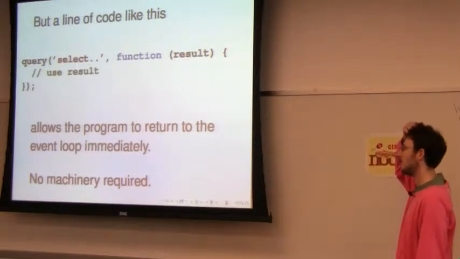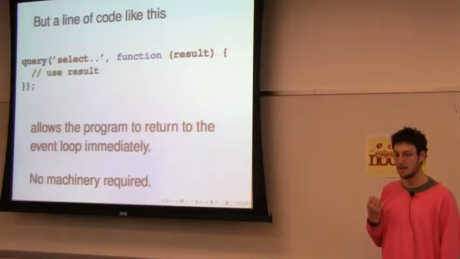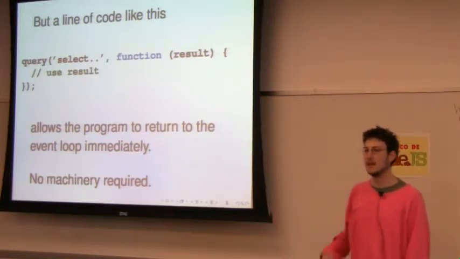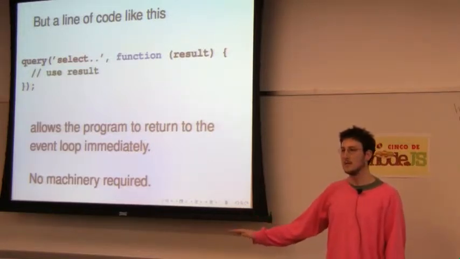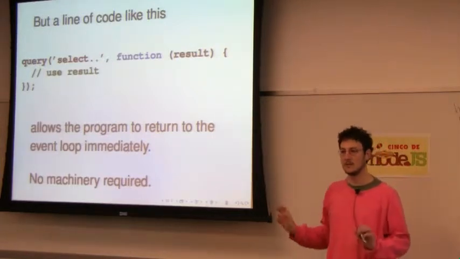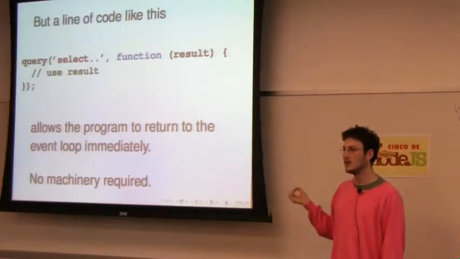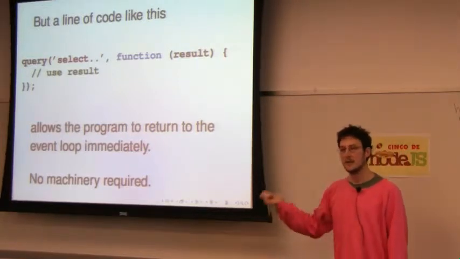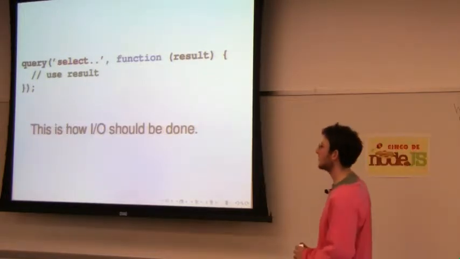But if you had a line of code like this, where you made the query and then gave a callback to that function, the interpreter can run right through that. It can make that query, write it to the kernel send buffer, and then keep going and start doing other things. It doesn't need to wait for Los Angeles to respond. There's very little machinery here. All it is holding is a pointer to that callback and then telling the kernel to inform us when that response comes back. So this is how I/O should be done.